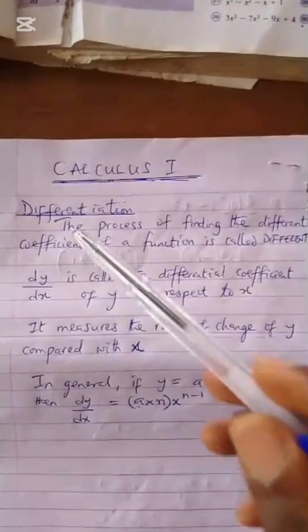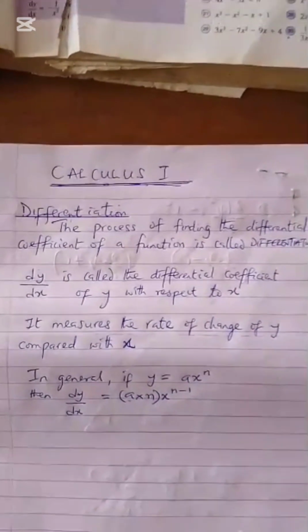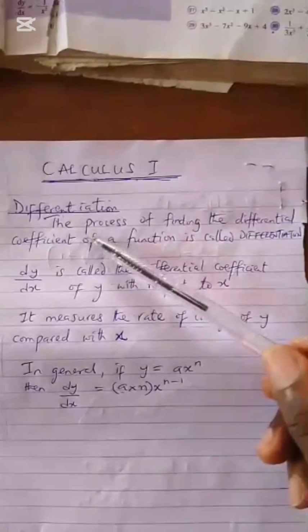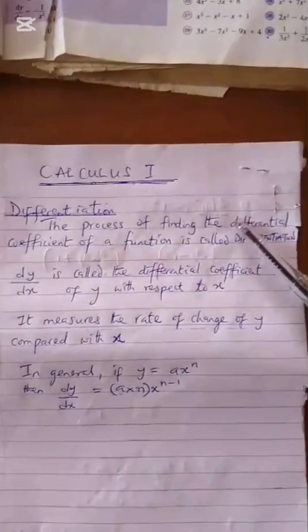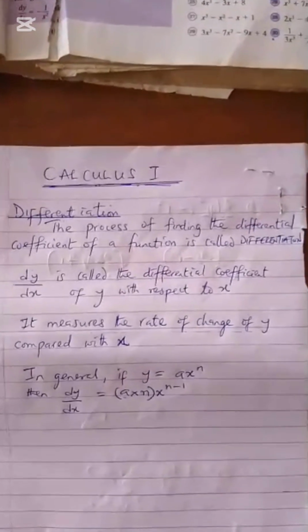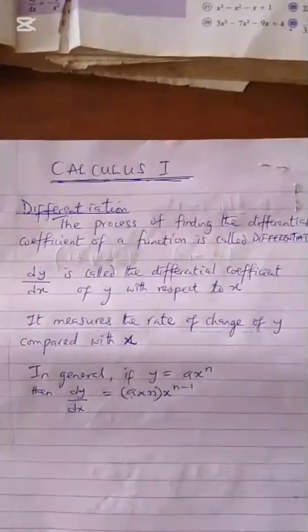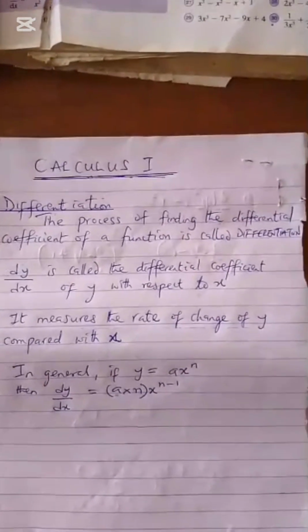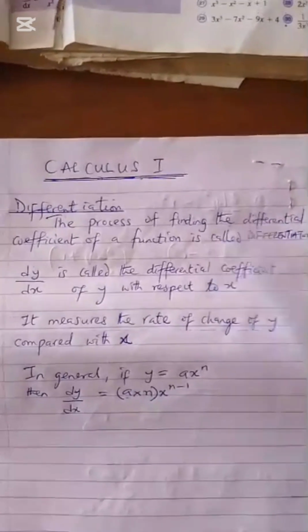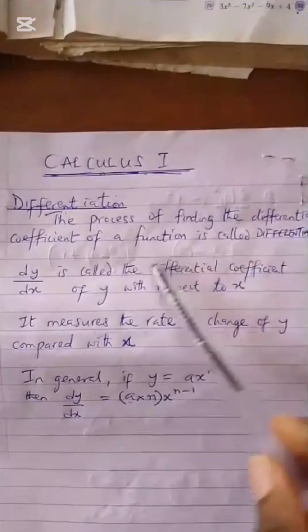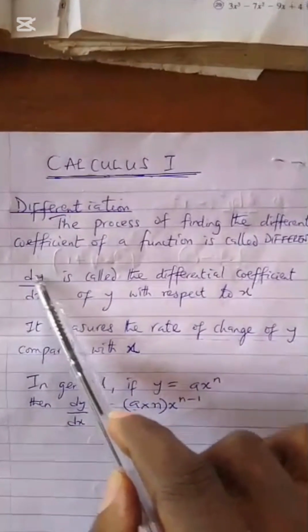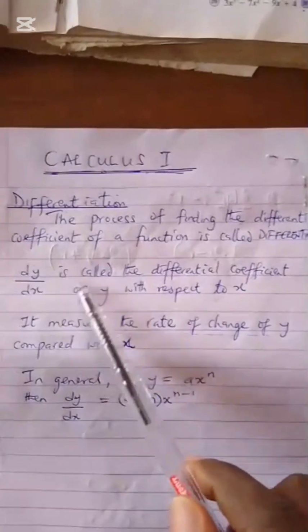Calculus 1 is all about differentiation. What is differentiation? Differentiation is the process of finding the differential coefficient of a function. That might sound very strange or too high sounding for some of us, but some of us understand gradients. So you must have heard about gradients, okay?